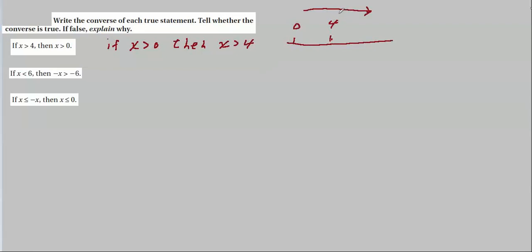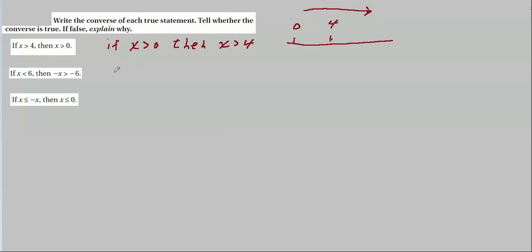Now, if x is greater than 0, is it greater than 4? Well, no, there's a whole bunch of stuff in here that's greater than 0, but it's not to the right of 4. So, the converse is false. What about this one? x is less than 6.